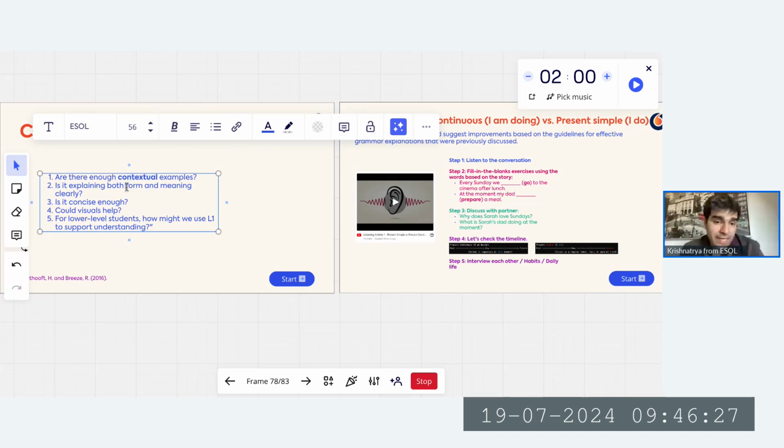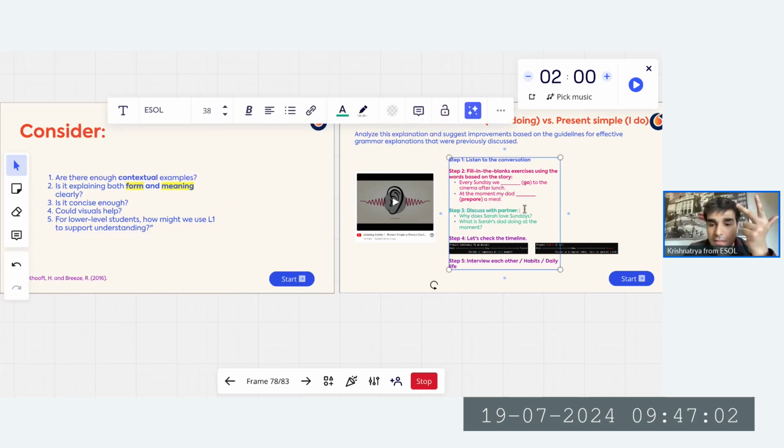Number 2, I did not explain it, but did we talk about the form and the meaning using an activity? How did we clarify the form? Yes, fill in the blanks. Very good, thank you, Hetal. How did we clarify the meaning? By discussing with the partners.